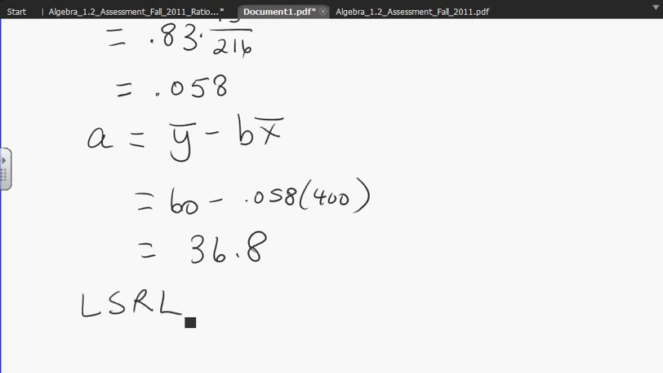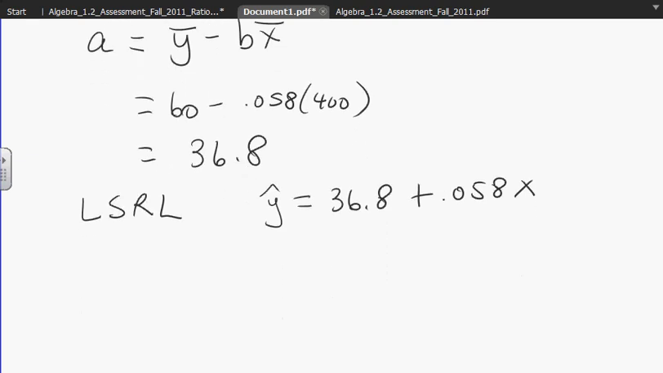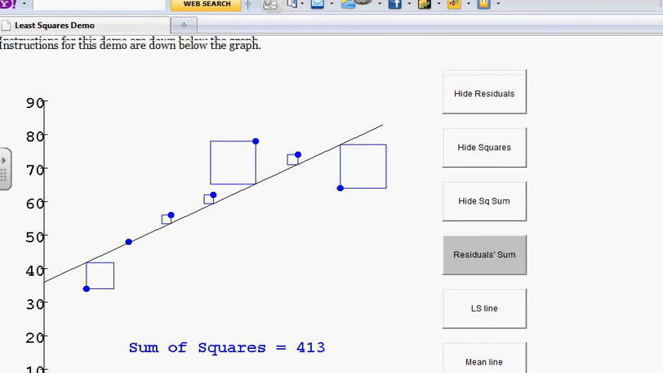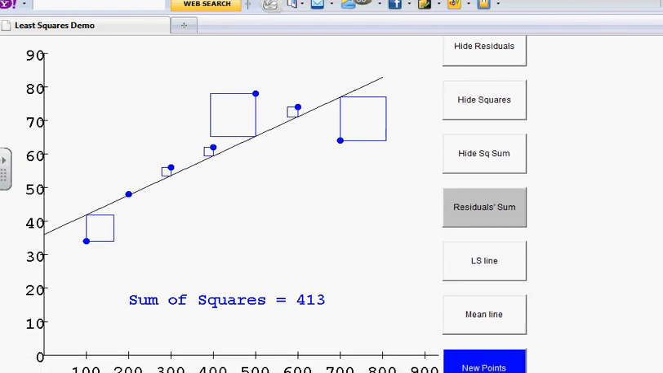So my least squares regression line, we'll abbreviate LSRL, is that y hat, the predicted y value, is 36.8 plus 0.058x. Okay, so now I have an equation for that line. This line that they put right here, I now know its equation. And I don't know why they don't tell me that. They don't give me the equation of the line in this program. Some of the ones that show the least squares do.